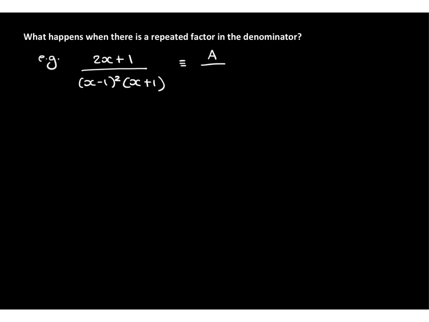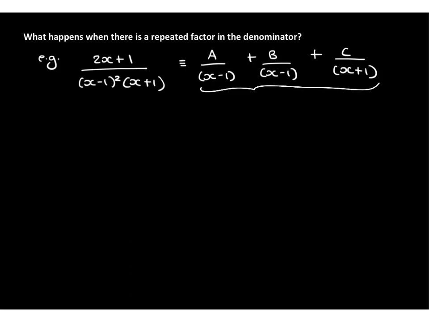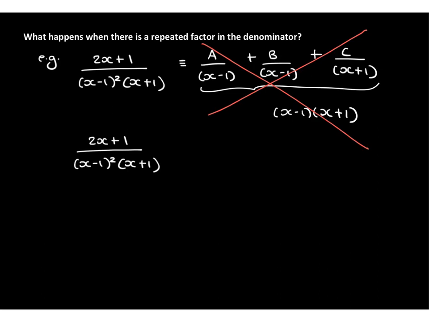Some people will try and say, well, let's do a over x minus 1 plus b over x minus 1 plus c over x plus 1. Now, this isn't correct because if you were looking for the lowest common denominator, well, the lowest common denominator here of these 3 fractions would simply be (x minus 1)(x plus 1). It would not be (x minus 1) all squared, so that can't be correct. So let's have a look at another answer that I've seen here.